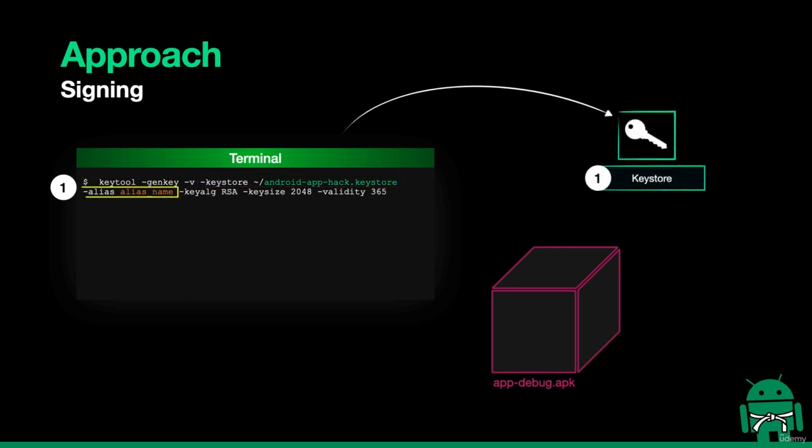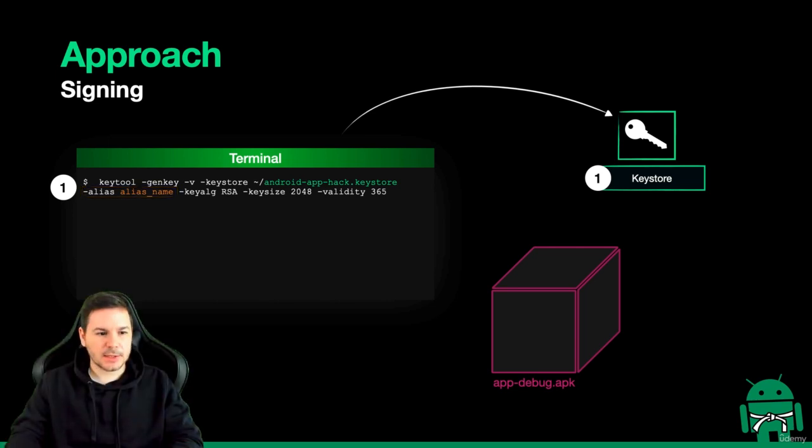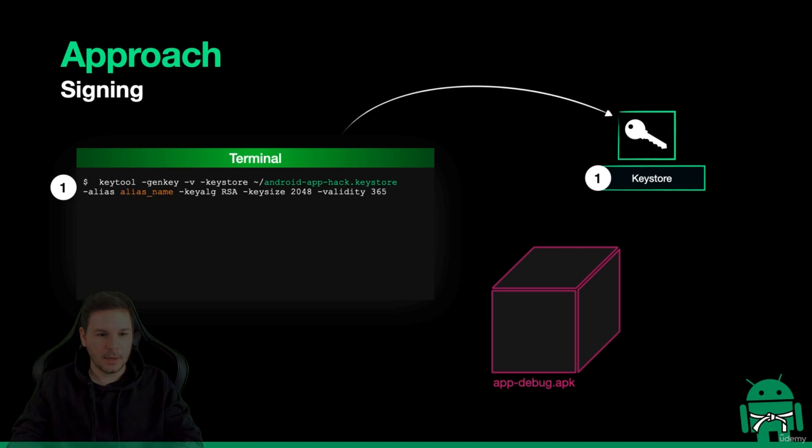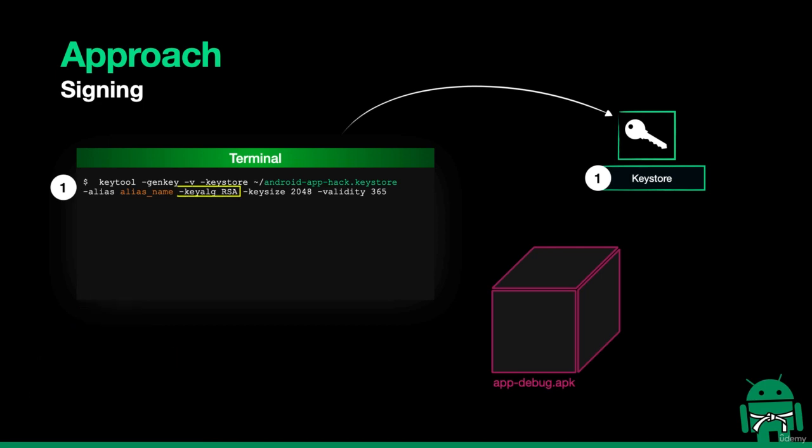Then we have to provide an alias name, which is the reference to our certificate. In this case, it's just alias_name, but we can choose whatever we like. For example, Udemy or app pentesting or hacking certificate, things like this. We just have to remember this alias name, but we can also print it out later on, of course. Then we use the key algorithm, which is RSA. For the key size, we use 2048 because it's just a hacking certificate and it doesn't have to be that secure.